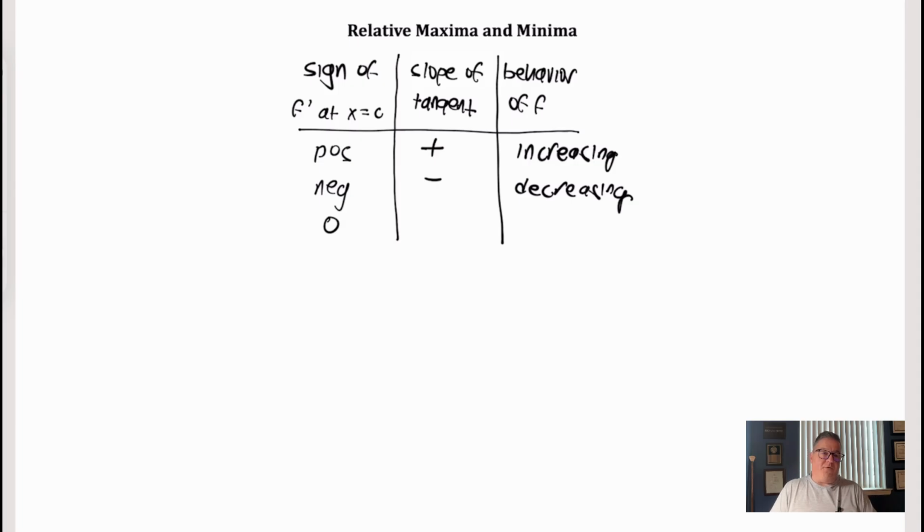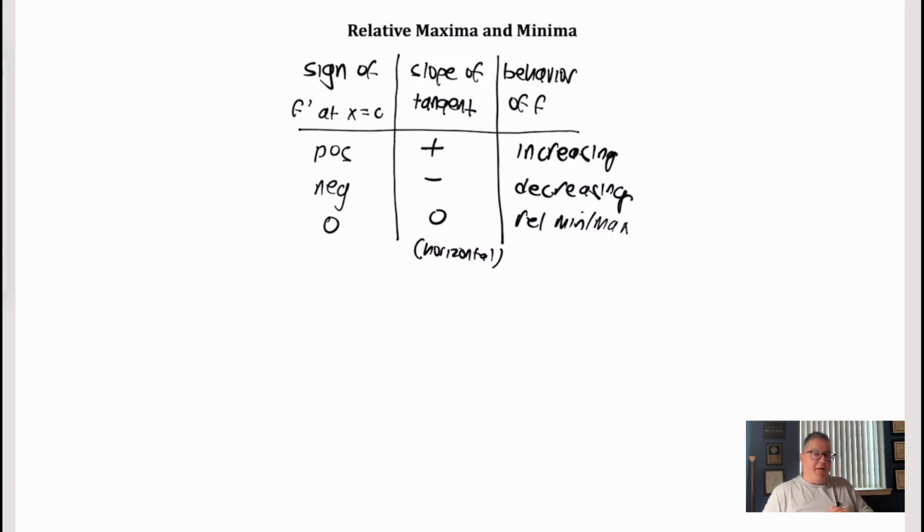Finally, perhaps the most important part is when the sign of the derivative at x equals c is 0. Well, of course, the slope of the tangent line is 0, horizontal. So the function is neither increasing nor decreasing, but this is where you will find the relative min or relative max for a function if one exists.